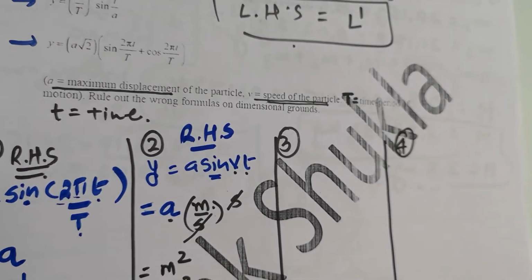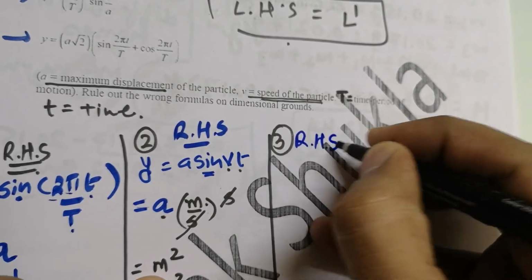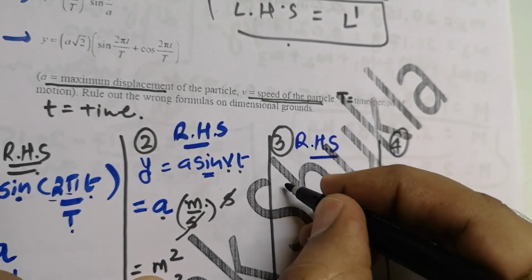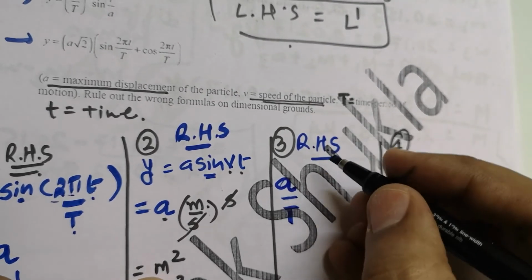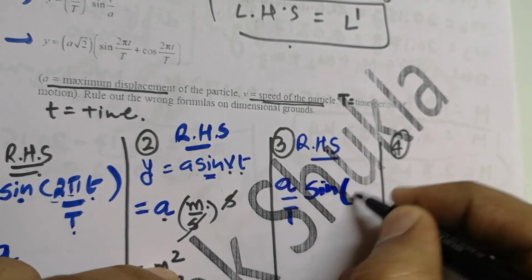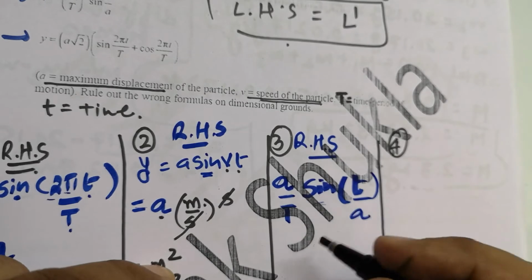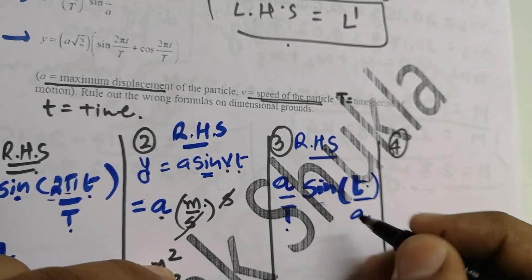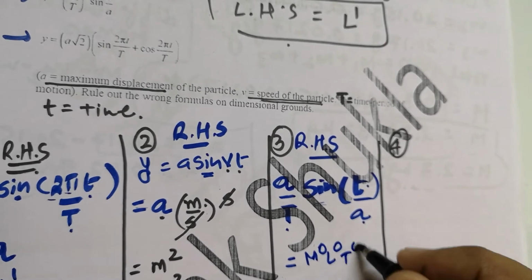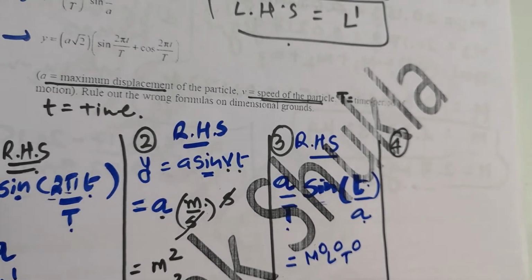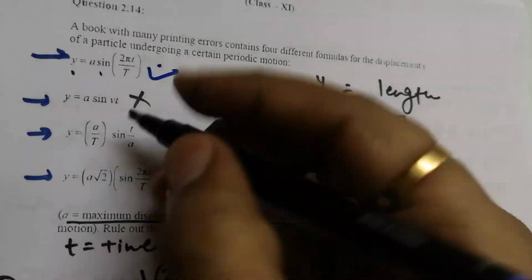The third one has the right hand side small a by t, displacement upon time, and sine t divided by a. I am neglecting sine. So you can say this is second, this is second, this is meter, this is meter. It does not contain any unit. So M0 L0 T0. Again, our left hand side is not equal to the right hand side. So the third equation is the wrong one.